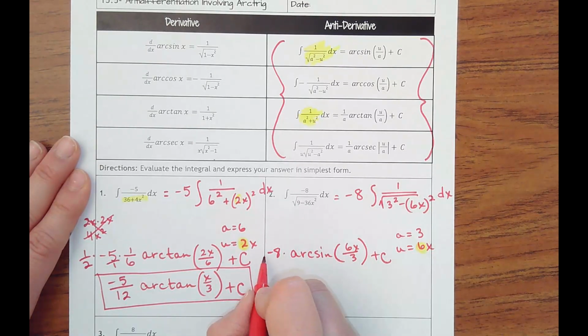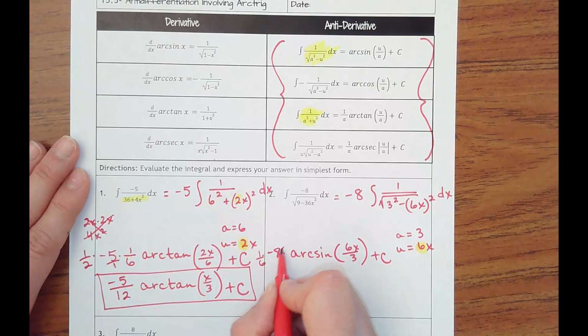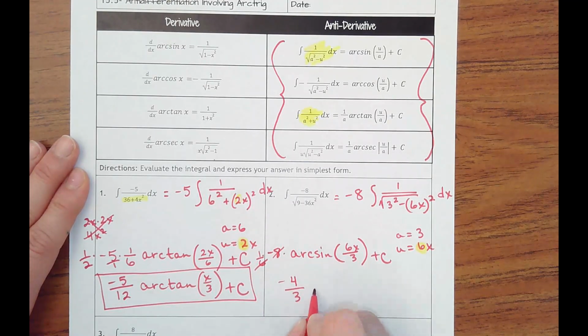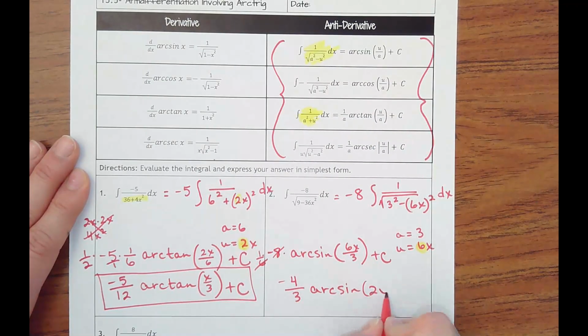But again, I'm multiplying by 1 over 6. So negative 8 over 6 simplifies. You're dividing by a 2. That'd be negative 4/3 arc sine. 6 divided by 3 is 2x, plus my constant.